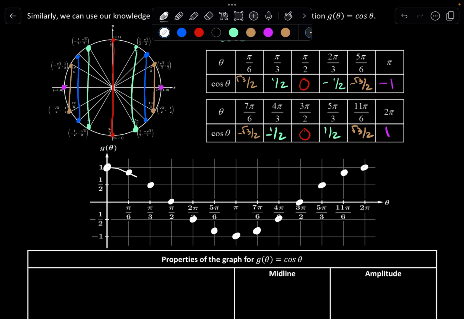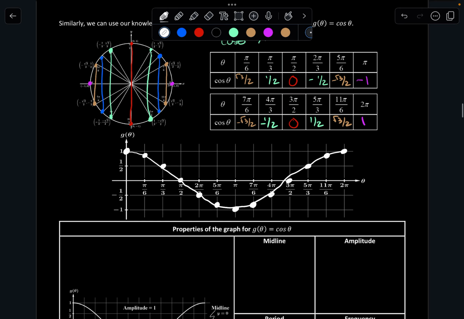And then we're ending where we started, okay, with a maximum. So from max to max, I see that 1 period, and it's going to have a period of 2 pi.